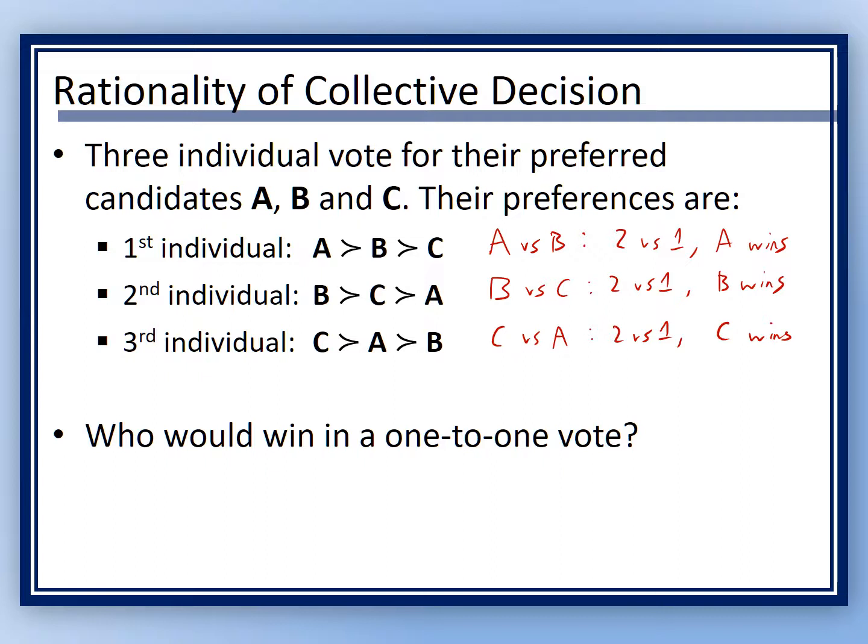So even in a very simple setting, 3 people with different opinions, and then you already violate transitivity. There is no most preferred option in collective decision. You need to make very strong assumptions in order to get a consistent preference in collective voting.